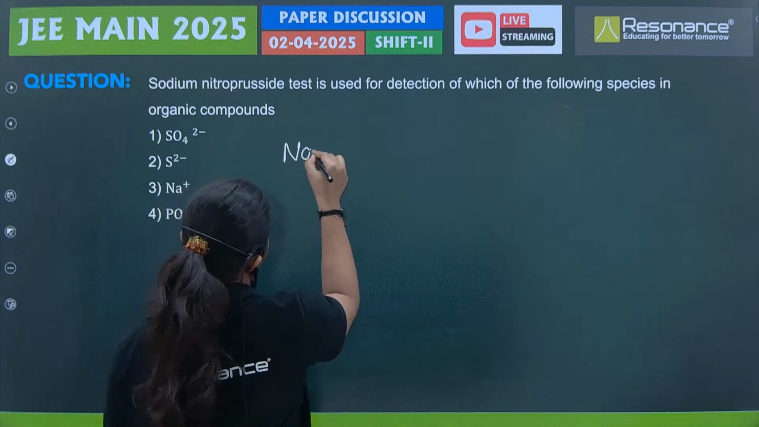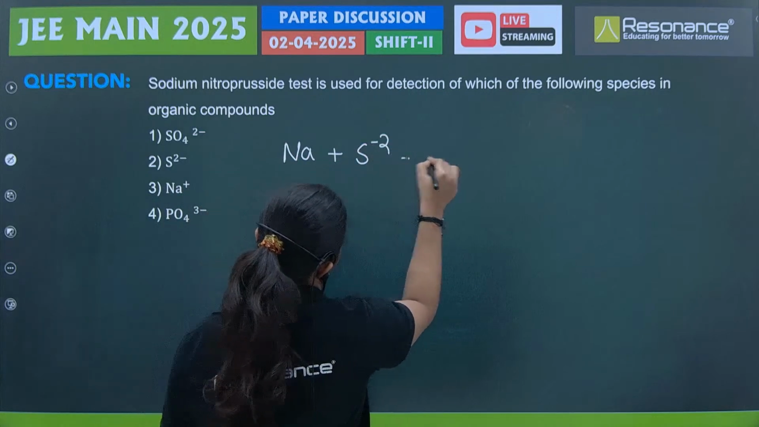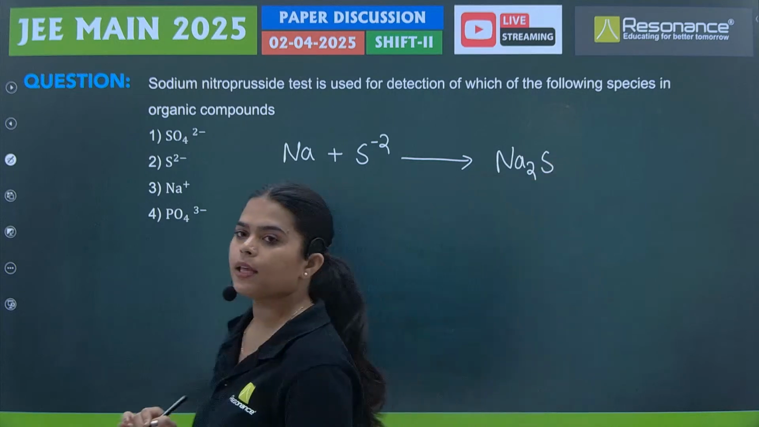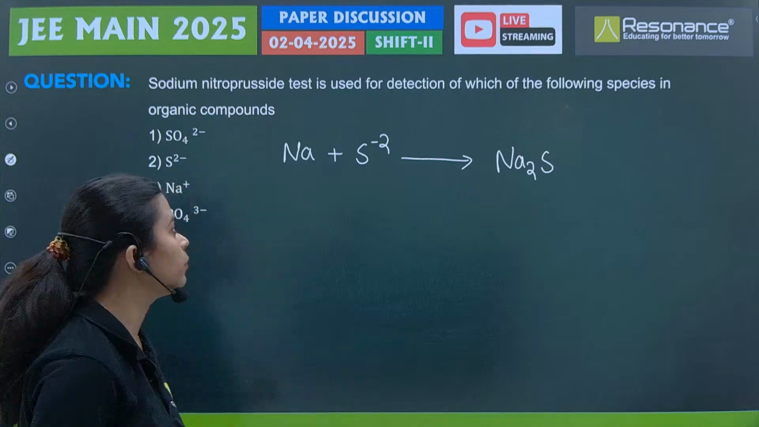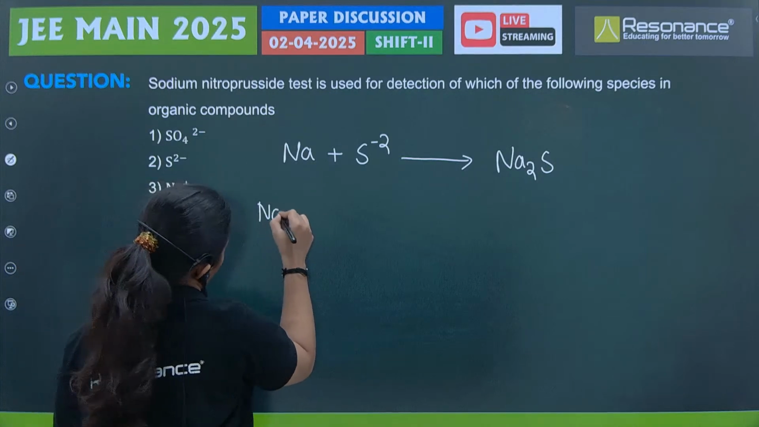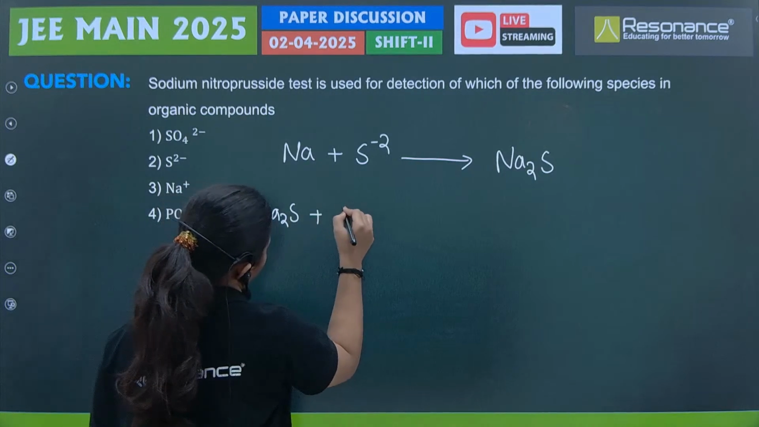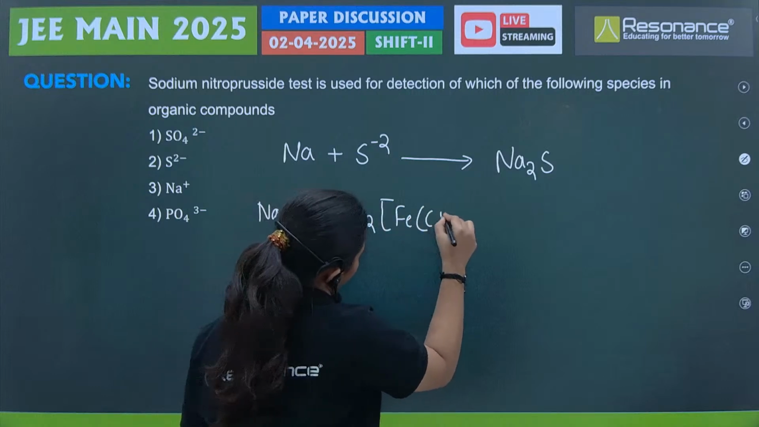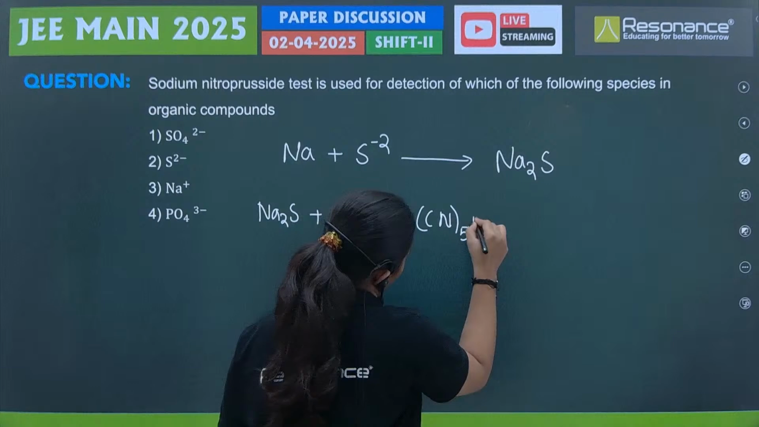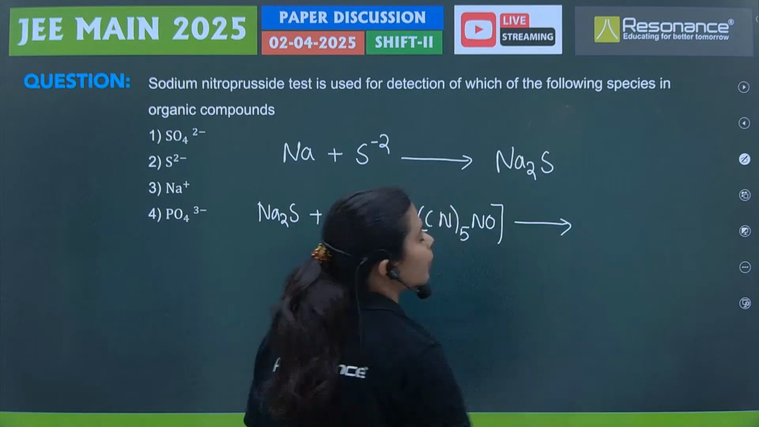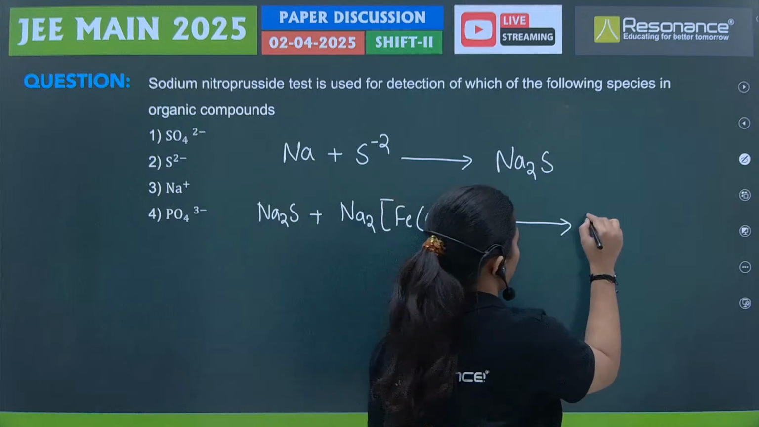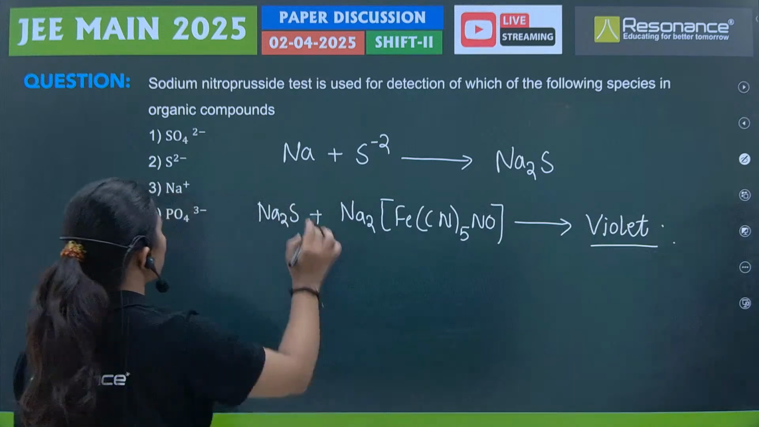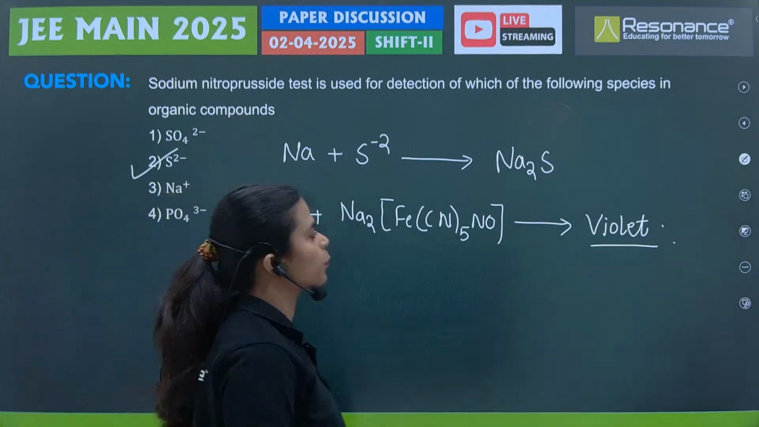I am going to react the sodium with S2-, which will result in the formation of Na2S. Now when this Na2S reacts with sodium nitroprusside, that is Na2[Fe(CN)5NO], this will result in the formation of a violet color solution. What you will get here is a violet color solution. So the sulfide is going to give the sodium nitroprusside test.